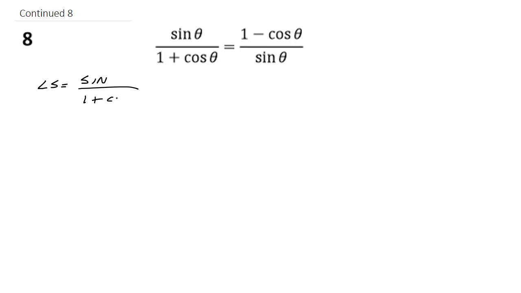All right, so the left side is sine over 1 plus cos, sorry, sine over 1 plus cos. And the right side is 1 minus cos theta over sine. Okay, so we got our two sides.